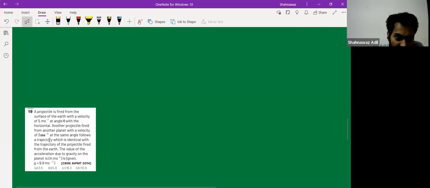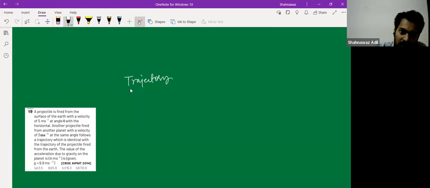Another projectile fired from another planet with a velocity of 3 meters per second at the same angle follows a trajectory. So when you hear the name trajectory, what equation should come into your mind? This equation, na? And what was it? U square by sin square theta. What was it?